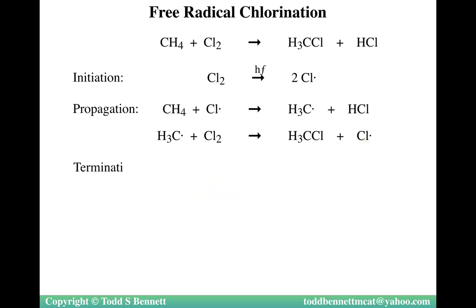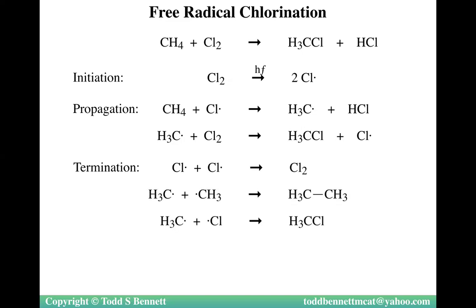Okay. The sum of the propagation steps always equals the overall reaction. And as a reaction starts to run out of reactant, eventually the radicals are going to find each other. The combinations in this soup would be two Cl's finding each other and just undoing initiation. But also two CH3s could find each other, or CH3 and Cl could find each other.